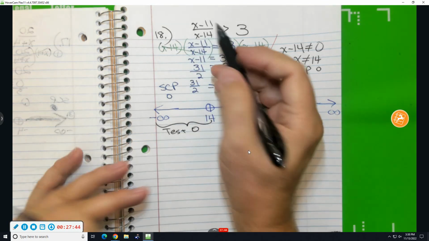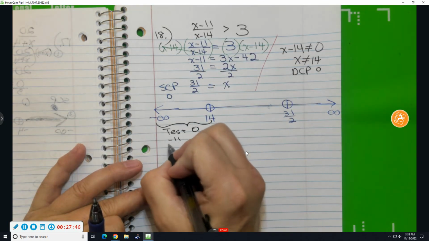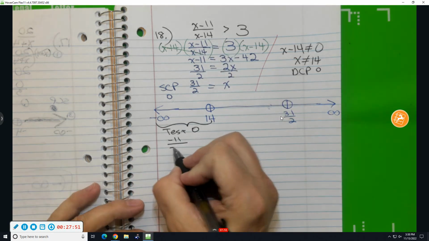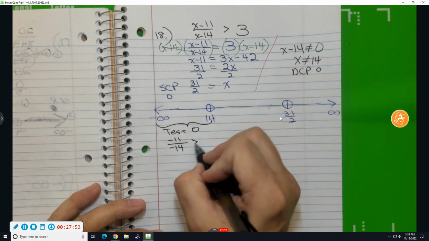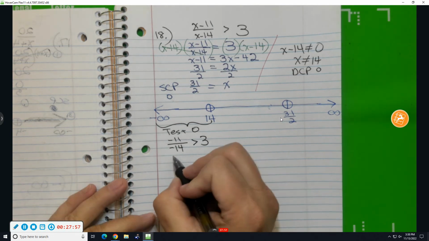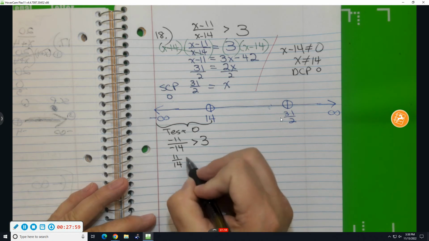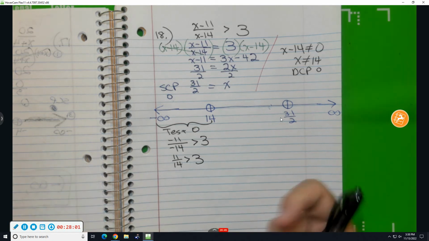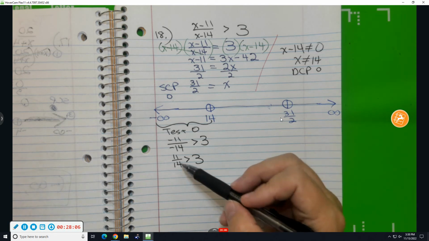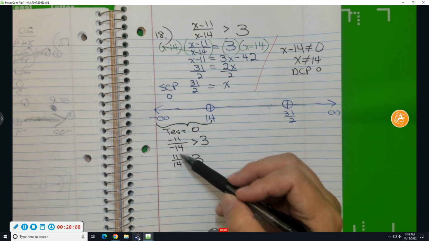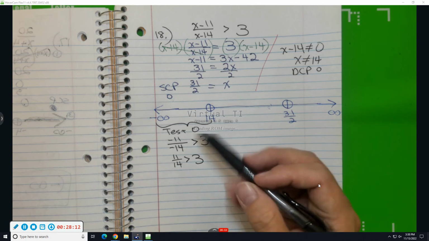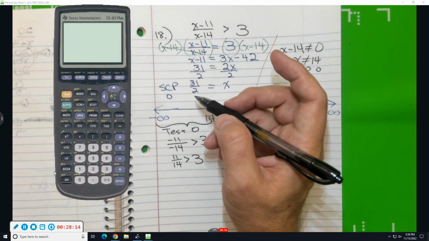That'll give me 0 minus 11, so negative 11 divided by 0 minus 14 is negative 14. Is that bigger than 3? Negative divided by negative, a positive 11/14 is bigger than 3. True or false? Keep in mind 11 over 14 is smaller than 1. It's false.